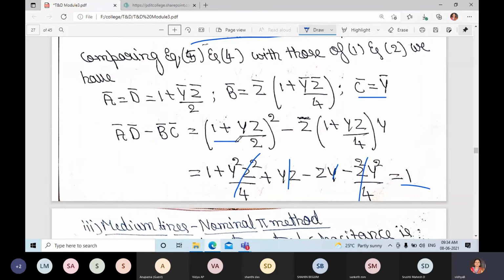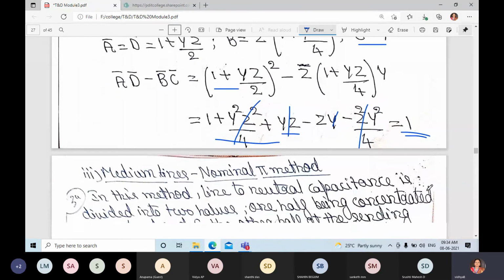Here they have done A square plus B square plus 2AB. So you will get A square plus B square plus 2AB. 2AB means 2 into Y into Z divided by 2. The 2 gets cancelled, so you are left with YZ. All get cancelled, and you are left with only 1. This is the T method.